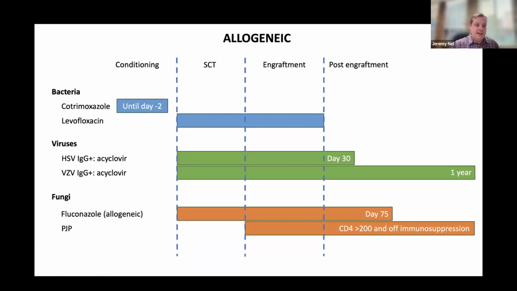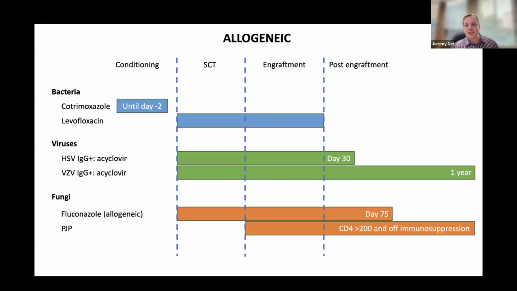The viruses, if you were VZV IgG positive, you get acyclovir for up to a year. And then for fungi, to prevent Candida, you would start from the day of the stem cell transplant all the way through to day 75. Whereas PJP, you're only going to start, because remember how you're going to prevent PJP? Well, that's the Bactrim, and we're only going to start around the time of engraftment, not in the early stem cell transplant, where it could affect the bone marrow's ability to proliferate.